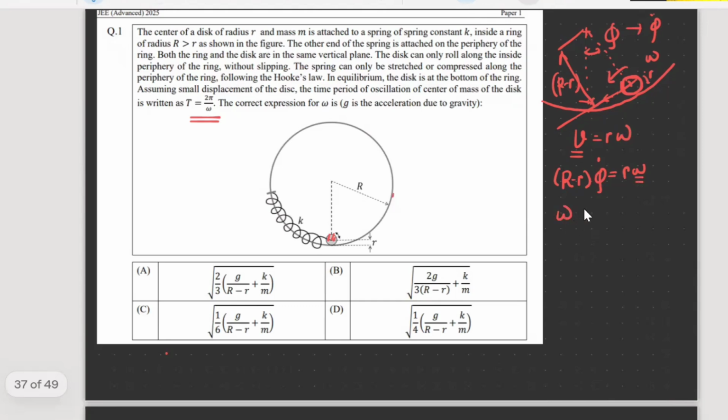So what is the relation? Omega is (capital R by r minus 1) into phi dot. So omega is also a varying quantity, and omega dot also we can find out. R by r minus 1 is constant, so omega dot is phi double dot. Basic thing we have done.